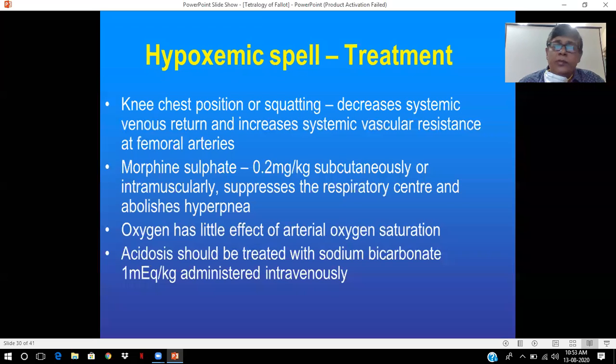We can sedate the child with morphine sulfate 0.2 milligram per kg, because the child is very much agitated. It can be given subcutaneously or IM also. This suppresses the respiratory center and abolishes hyperpnea. So there is a tendency to hyperpnea, there will be hyperventilation, and this will depress the respiratory center and decrease the hyperpnea. Oxygen as such has little effect, but still it is given. Acidosis is there; the pH of the blood will come down. So if there is documented acidosis, give sodium bicarbonate 1 milliequivalent per kg IV.